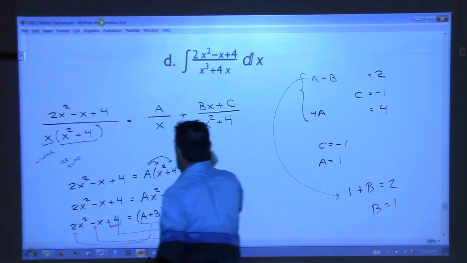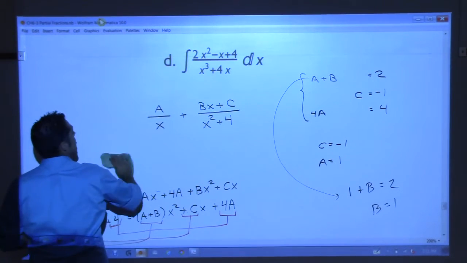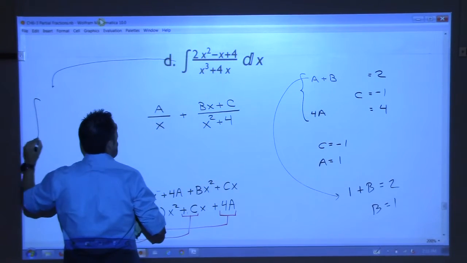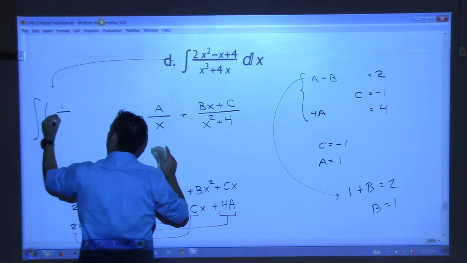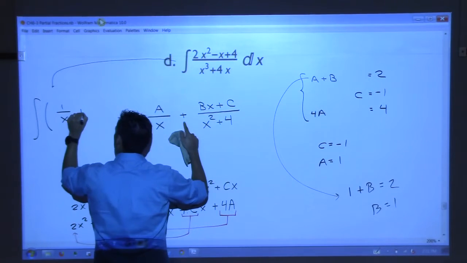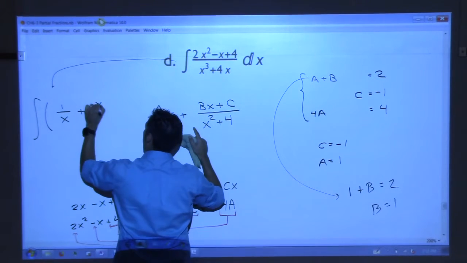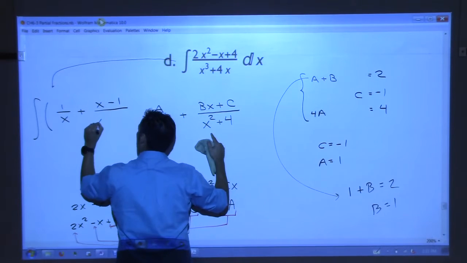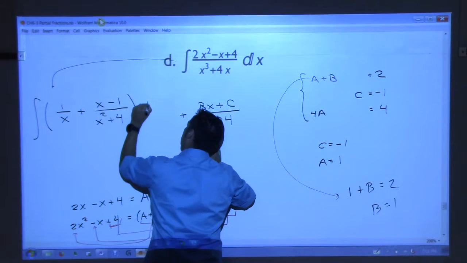All right, so let's go and let's rewrite the integral. The original integral is integral A, which was 1 over x. Nice, I'm happy to see that. Plus B, which was 1. So just x plus c, but c was -1. So x minus 1 over x squared plus 4 dx.